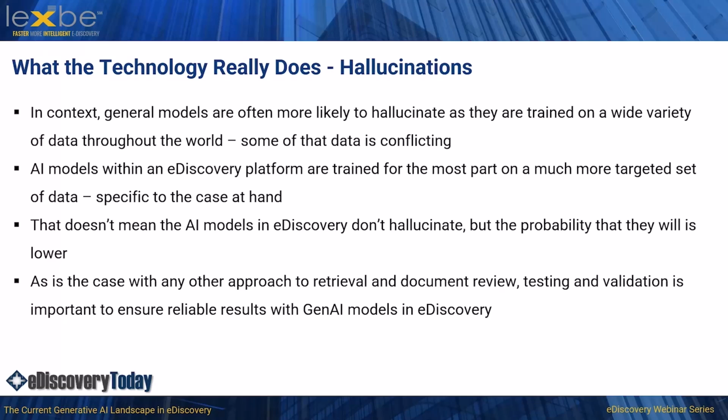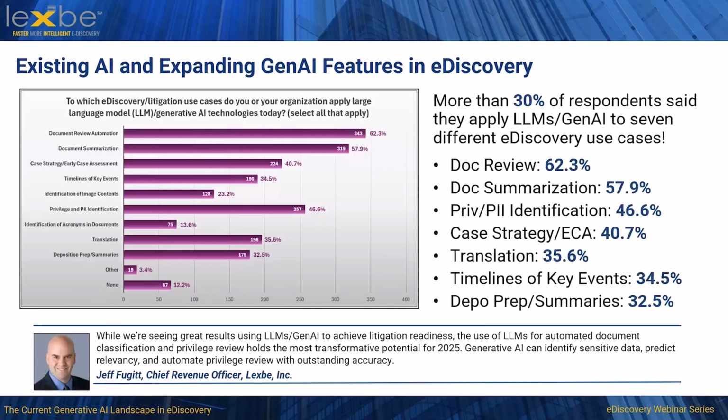So you need to test and validate the results from Gen AI models in eDiscovery, just like you would for any other type of technology or approach being utilized, like keyword search and manual review, or predictive coding. It's important to remember that no approach is perfect, so they all must be tested and validated, and that includes generative AI. So now let's talk about how generative AI is being applied in eDiscovery.